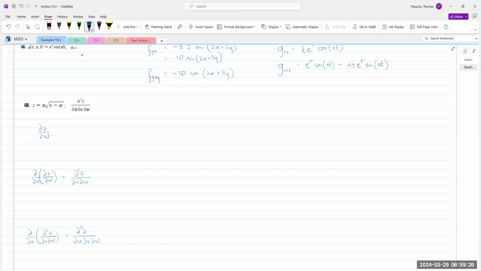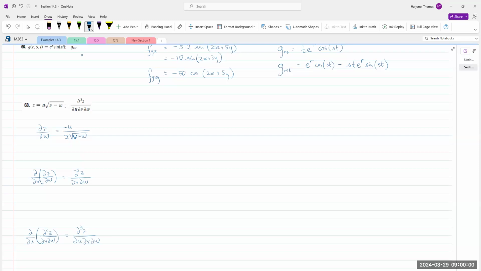That's what it means. Now the thing is, we don't know the continuity of these functions. So instead of second guessing whether I should do it in this order or any order, let's just do it in this order. When I do the partial with respect to w, this will be u over 2 square root of u phi minus w, times negative 1, right?